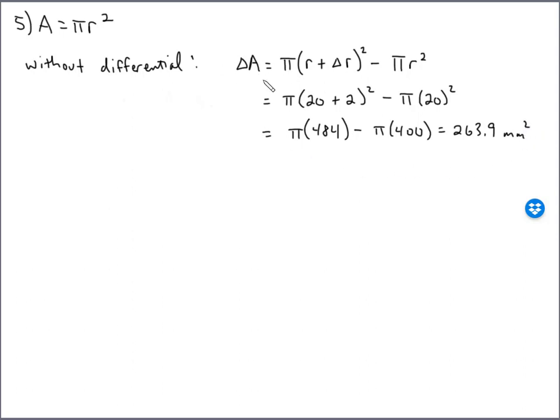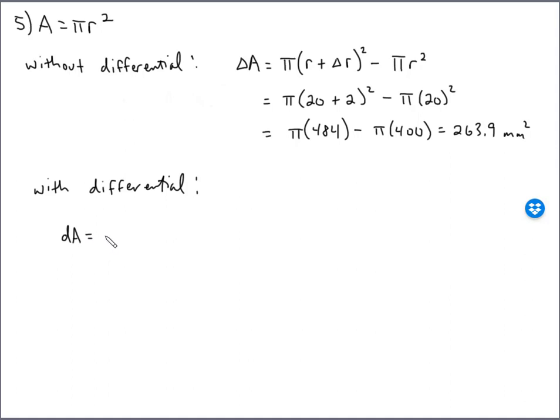Okay, now that's not what the problem is actually asking for. I'm just doing this to show that this is a bit more work. What the problem wants us to do is find it with the differential. So again, I'm just emphasizing why we use the differential. It's easier to calculate. So that's dA, the approximate change in the area.